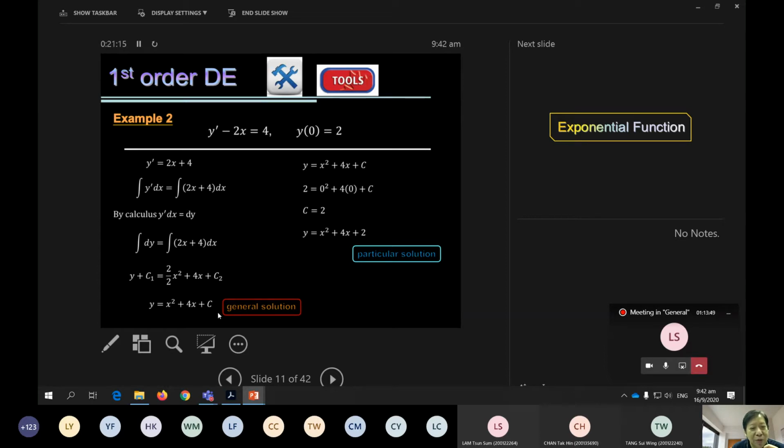So the general solution is like this, with the constant unknown. Then we use the IVP, the initial value problem, and insert the suitable value into the equation of the general solution. Then you end up finding the constant equal to a certain value. And then you put your constant back into your equation. And that is what we call the particular solution.